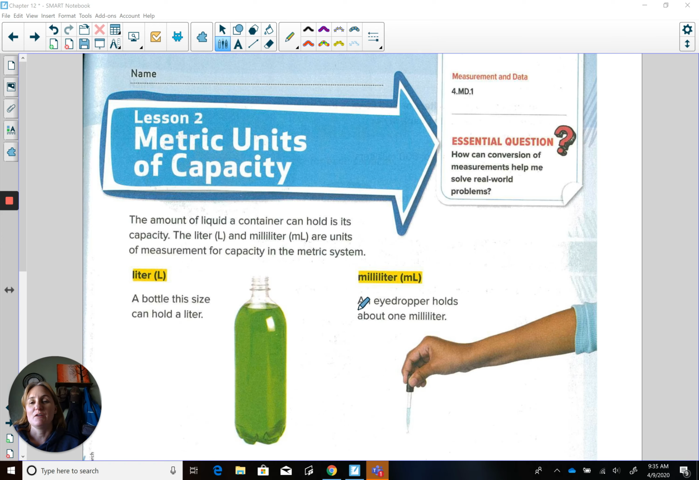Johnson again, and we're going to look at another metric unit today, which is capacity.